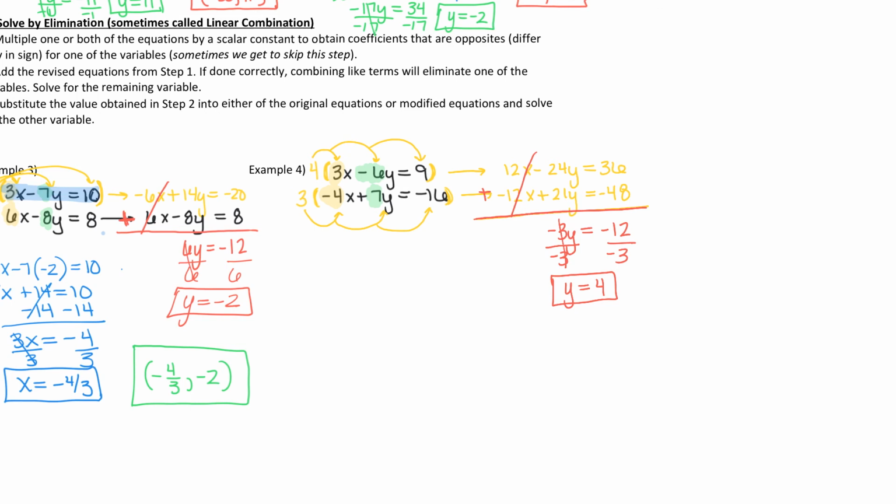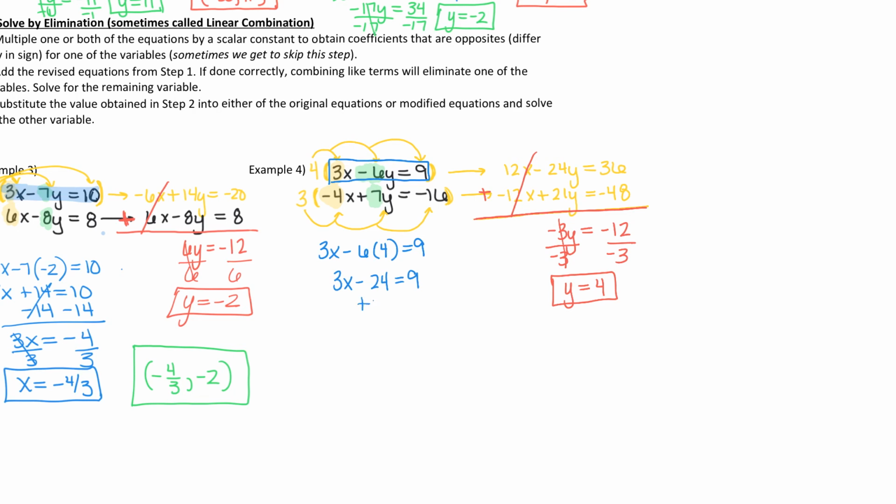Next, I'm going to plug y equals 4 into any of the original equations. You can even plug it into the modified equations if you want, but those are all pretty big numbers, so I think I'm going to stick with plugging it in just to this top original equation. So I'll have 3 times x minus 6 times y, which I just found was 4, equals a 9. So now when I solve this equation, I have 3x minus 24 equals 9.